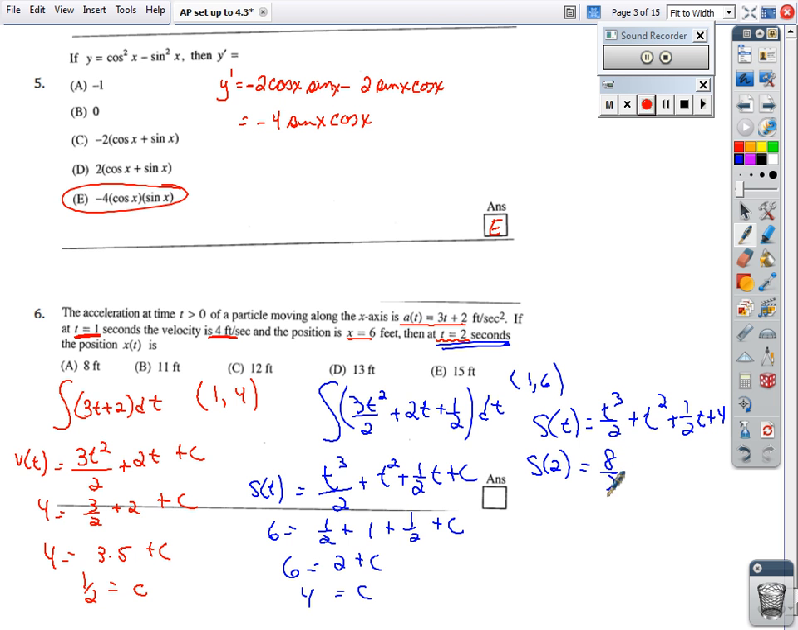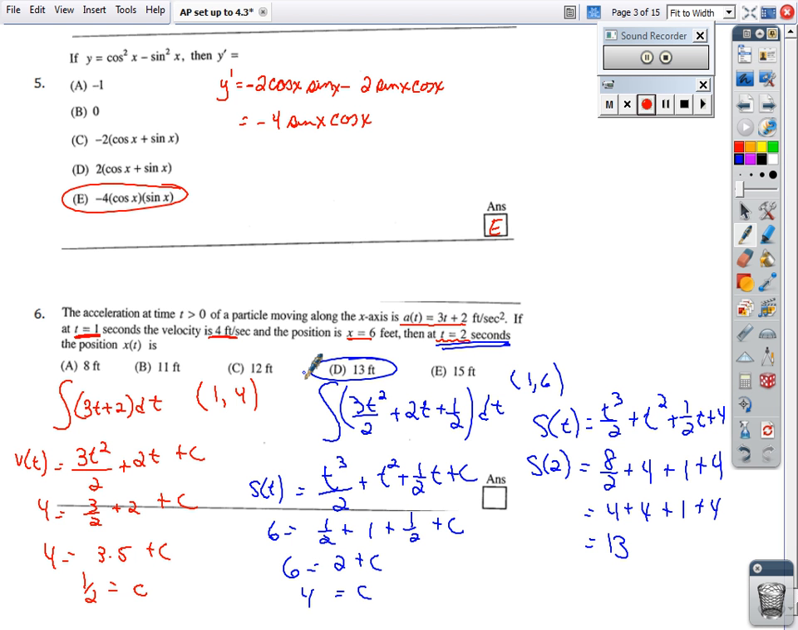So that's going to be 8 halves. That's going to be a 4. That's going to be a 1. And that's going to be a 4. So we have 4 plus 4 plus 1 plus 4. And that is 13. And that would be choice D.